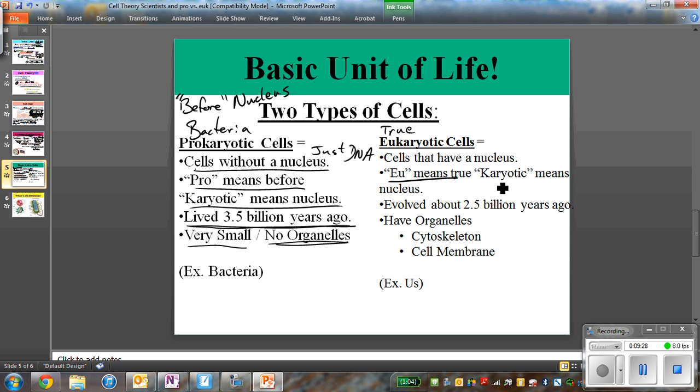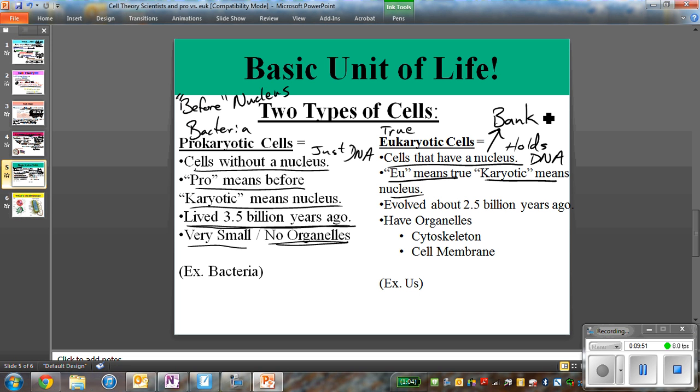Now, with eukaryotes, the U stands for true, and karyote stands for nucleus. Again, so U, true, karyote means nucleus. So these cells have a nucleus. And what a nucleus does is it holds DNA, keeps it safe. Think of the nucleus as a bank. It holds your important information, and if you need it, you got to go to the bank and actually get it.